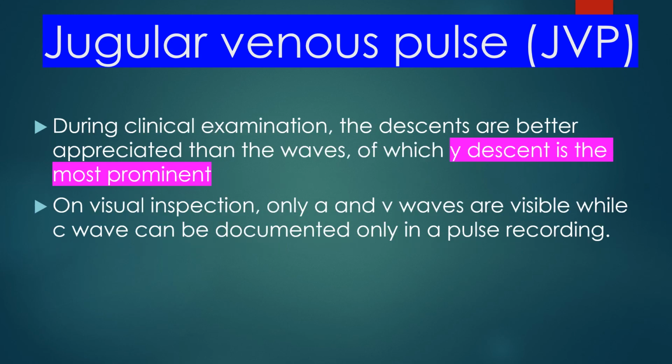During clinical examination, the descents are better appreciated than the waves, of which Y descent is the most prominent. On visual inspection, only A and V waves are visible, while C waves can be documented only in a pulse recording.